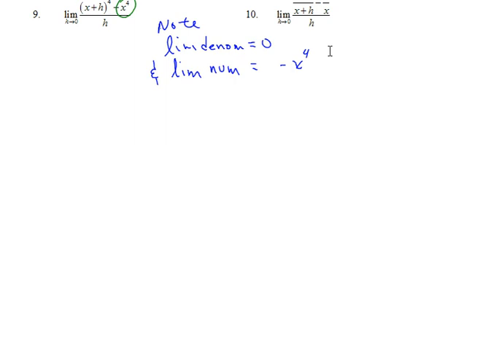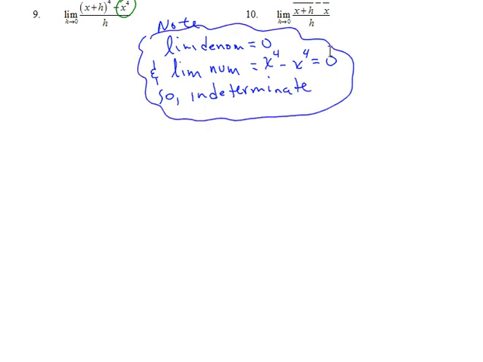And then the limit of x plus h raised to the fourth power, that's a power function. We do that by direct substitution, and that turns out to be x to the fourth as well, which gives us 0 for the limit of the numerator. So again, we're dealing with an indeterminate limit. So we're off to try to find this replacement function.